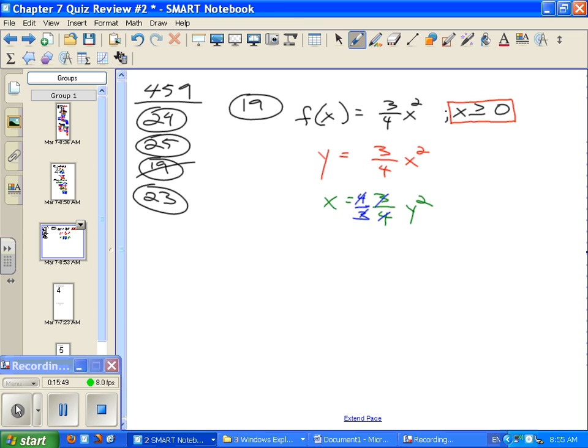What about the other side? Then I have to do the same thing over there. And that makes it kind of nice because then what am I going to end up with over here? 4 times x. 4x over 3 equals y squared. I can just square root both sides. And I'm going to get y equals 4x over 3, and it's the square root of that.